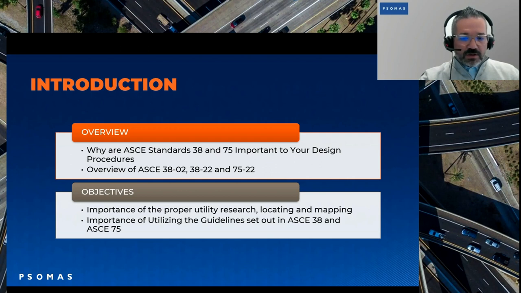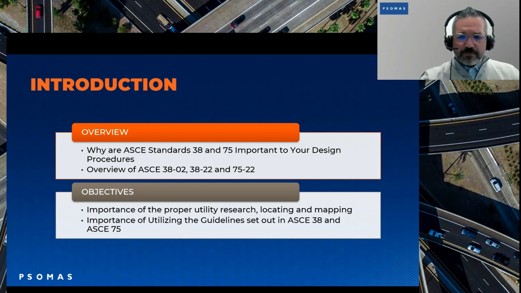And we're also going to look at the importance of utilizing the guidelines set out in ASCE 38 and 75. And I want to stress that these are guidelines. They're not rules. There is a lot of flexibility within it. Each of our companies and the agencies, how we interpret this and how we use this is up to the professional.